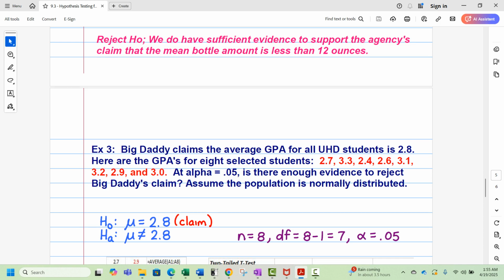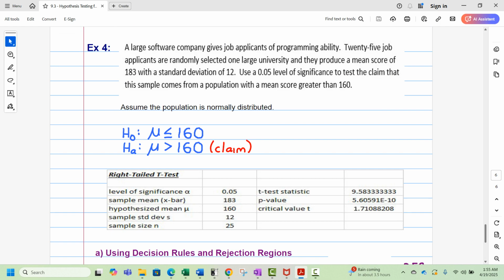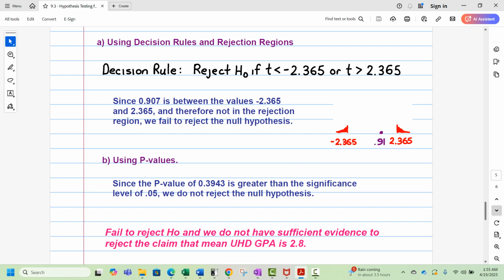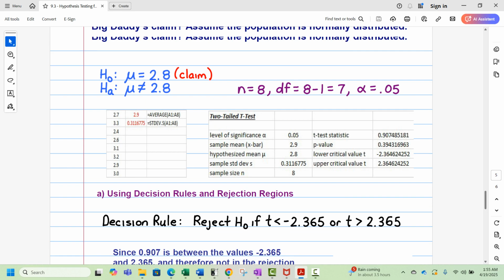Yeah, I'll leave that last one there. Maybe it'd be a good idea to look it over, but I'll jump straight to the homework from here. That way we've done a left-tailed, right-tailed. Now we're doing a two-tailed.